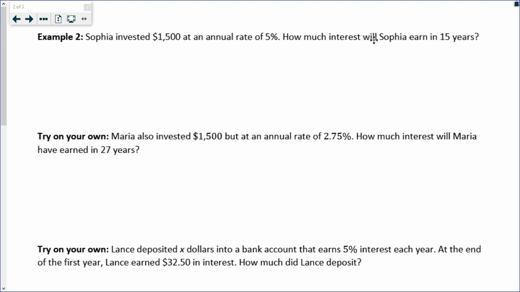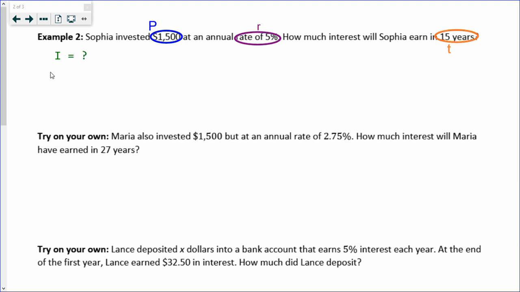How much interest will Sophia earn in 15 years? So I go through. Invested, that's my principal amount. The rate is 5%. That's my R. In 15 years, that's my time. Where's my T there? Okay, so now I'm going to fill in those 4 letters. I don't know the I because that's what they want to know.